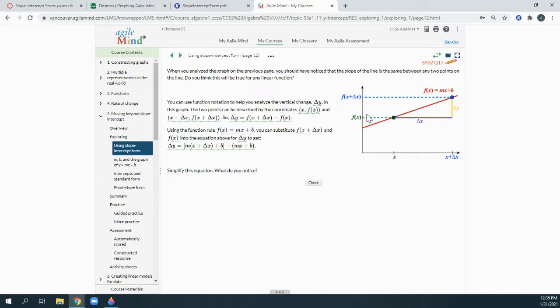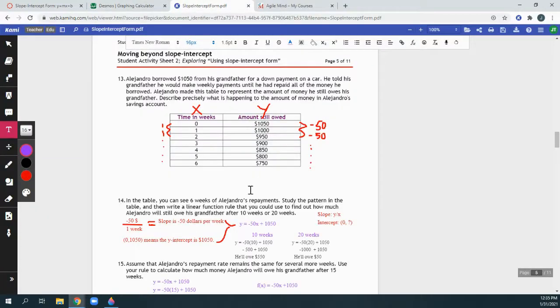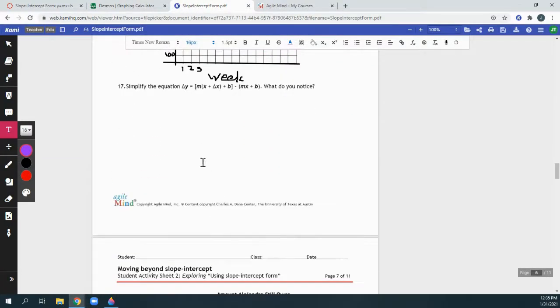That's because, remember, f of x, that f parentheses x, is interchangeable with y.